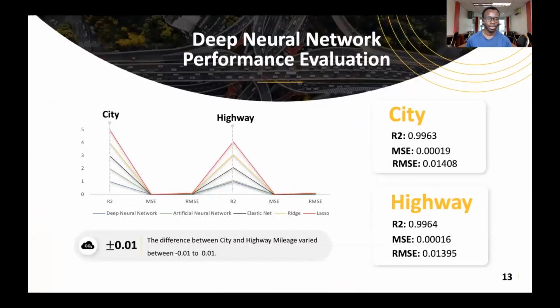So now this just shows how well these models performed. From the chart you can see the ranking. The first one is deep neural network, followed by artificial neural network, elastic net, ridge, and lasso.